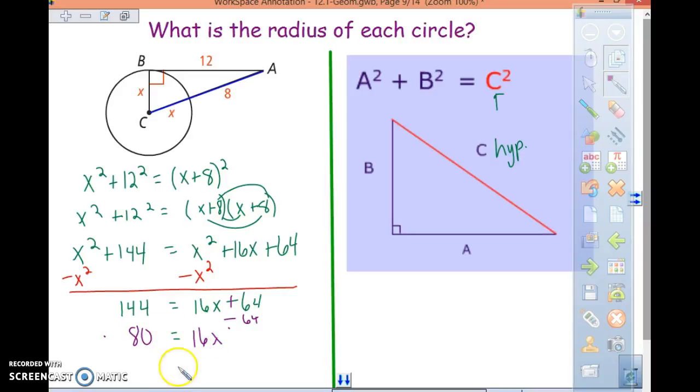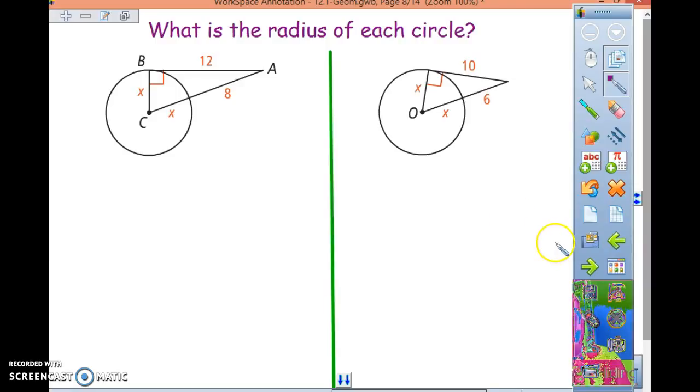So dividing by 16 leaves us with a 5. So then the radius is 5. Pause the video and try the second example.